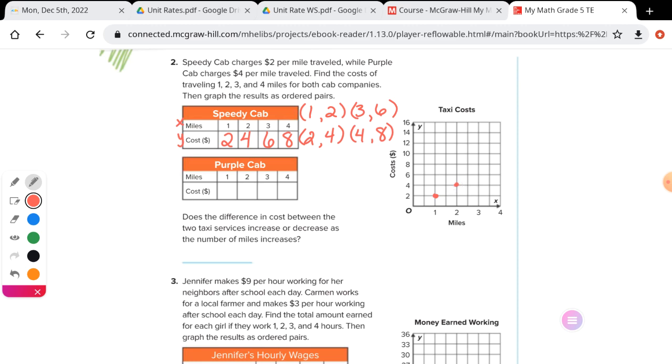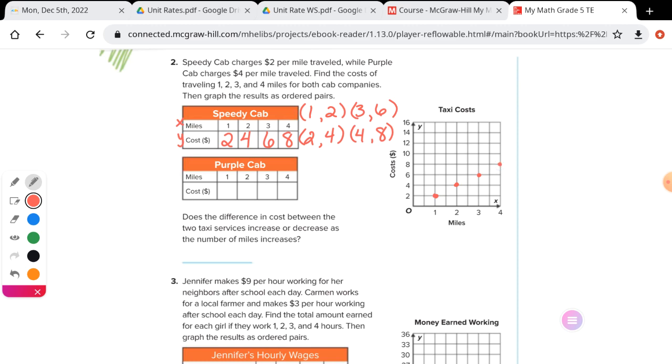Grayson, what about 3, 6? You go to your 3. Okay, go right till we see 3, okay? And go up 6. Up to the 6. Okay, last one, Caleb. Go over 4 and up 8. Okay, over 4, up to 8.